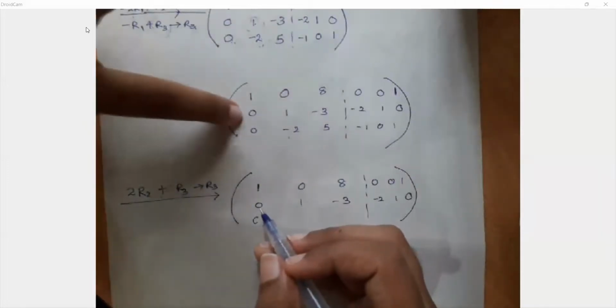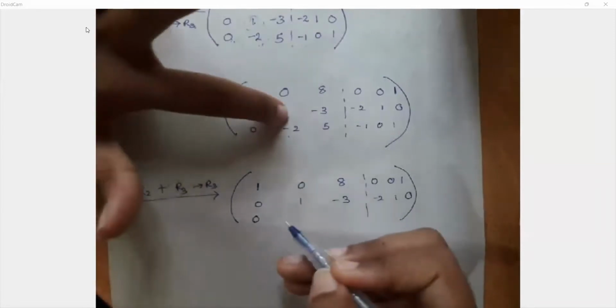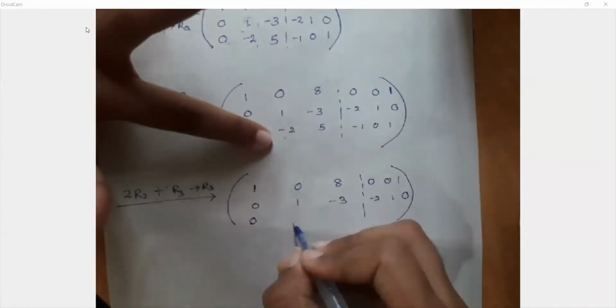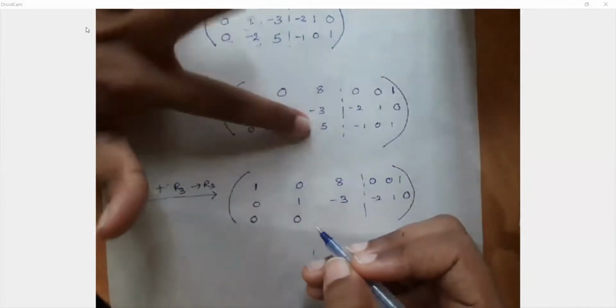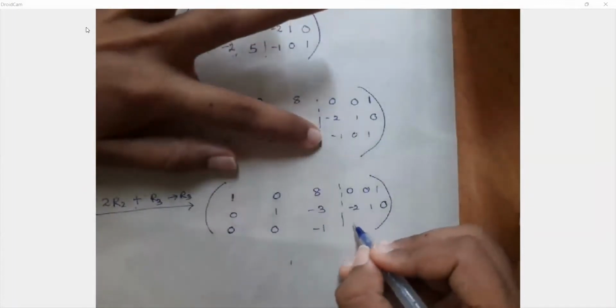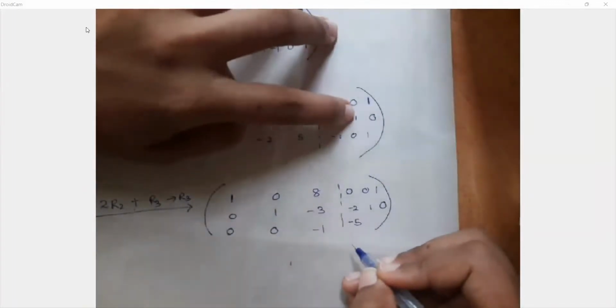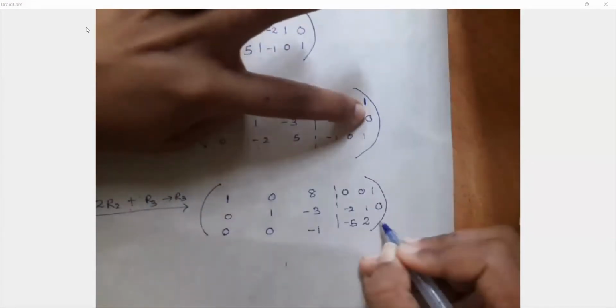First row, second row multiplied by 2. 0 into 2, 0 plus 0, 0. 1 into 2, 2 plus minus 2, 0. 1 minus 3 into 2, minus 6 plus 5, minus 1. Minus 2 into 2, minus 4 minus 1, minus 5. 2 into 1, 2 plus 0, 2. 2 into 0, 0 plus.